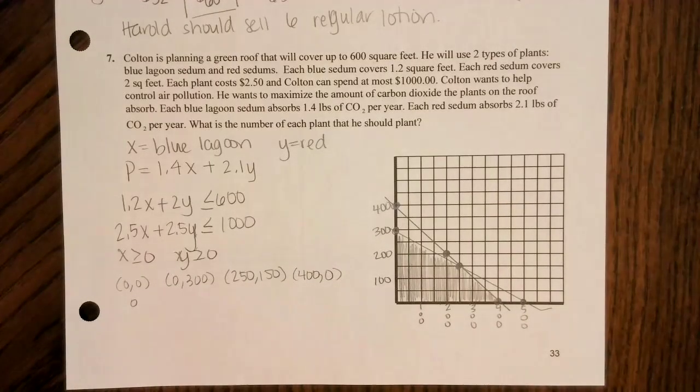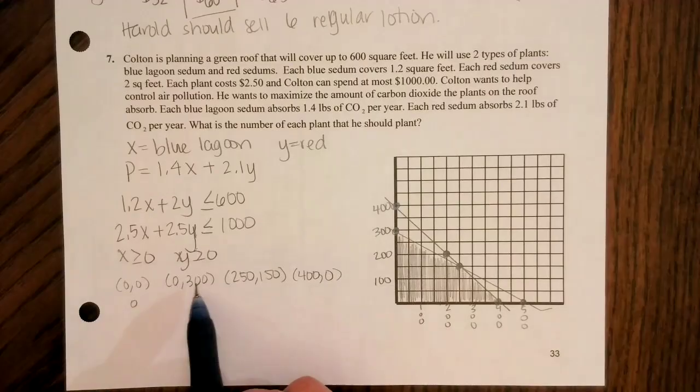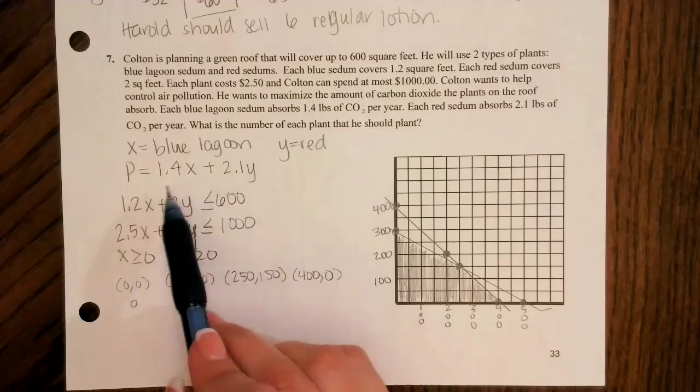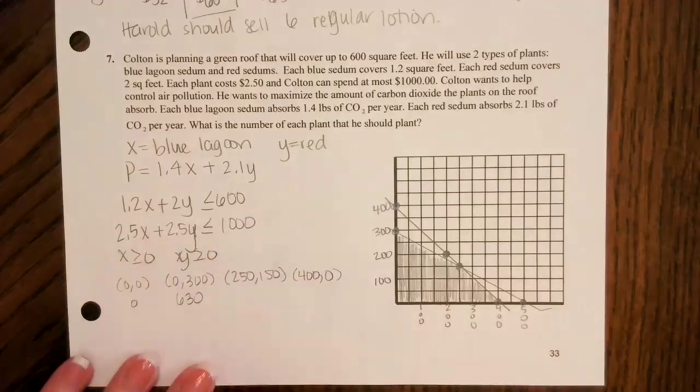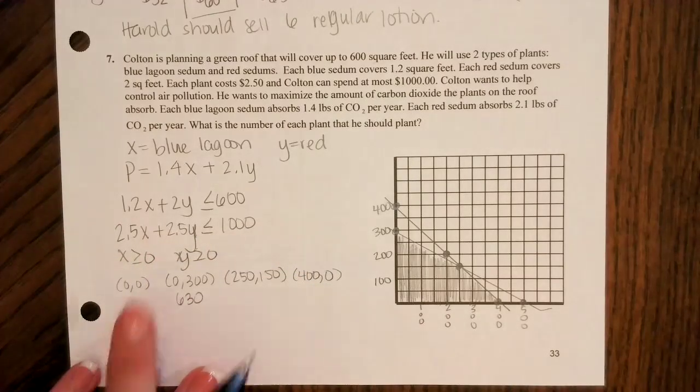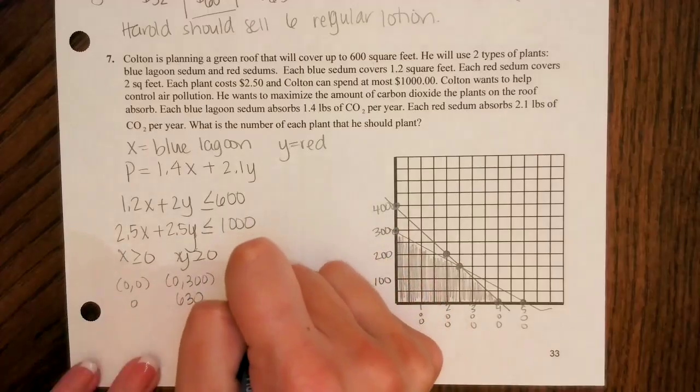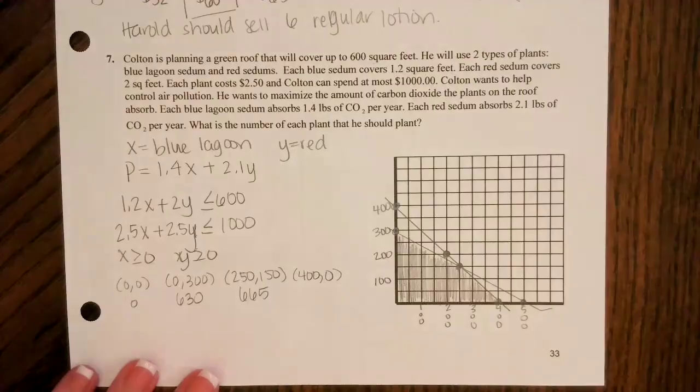So now we've got our vertices. It's time to plug those in. So we're going to take this and plug it in for x and this one for y right in our objective function. And so that is 630 pounds of carbon dioxide. And so now we do the same thing for the other one. So 1.4 times 250 plus 2.1 times 150. That gives us 665 pounds of carbon dioxide. And then we're going to do the same thing for our last one here. And so that gives us 560 pounds.